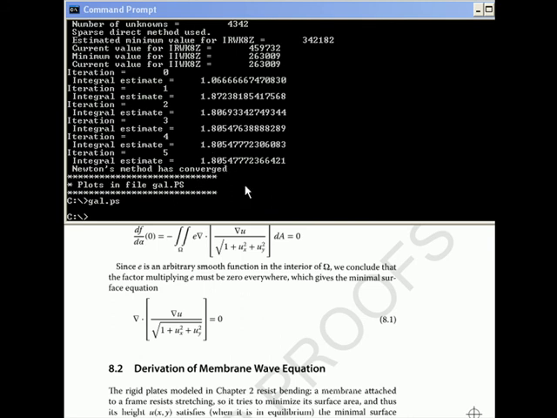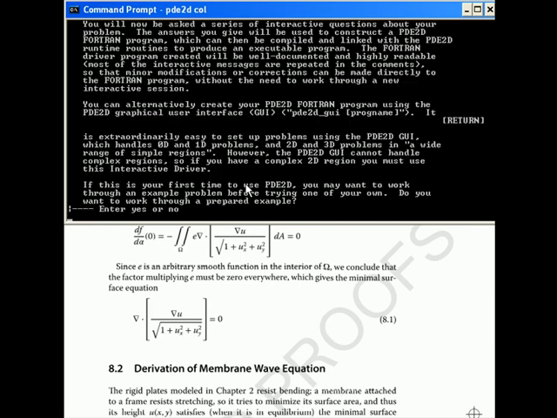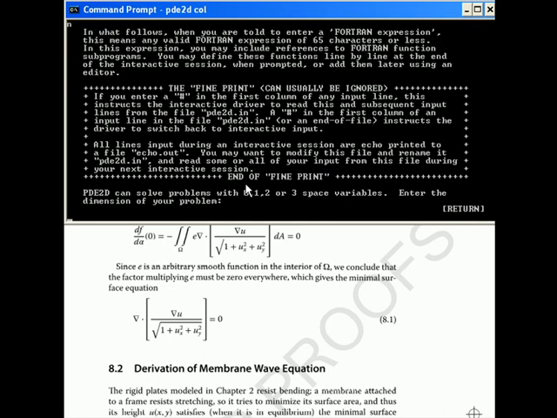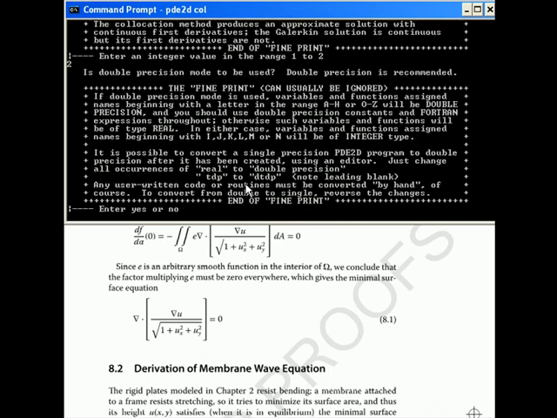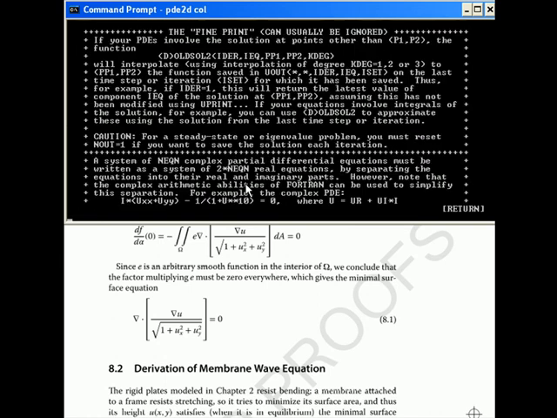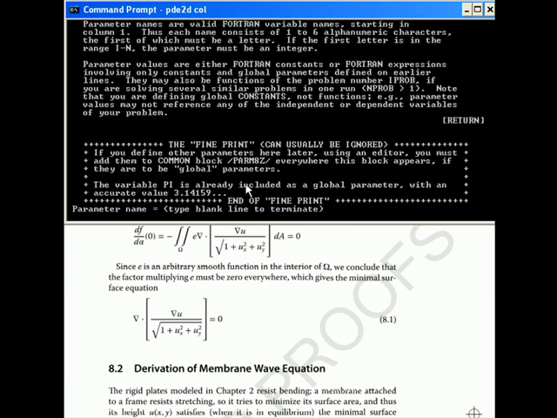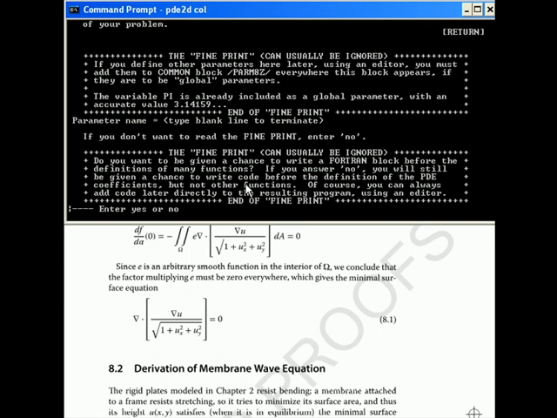Now let's try the collocation method. We could use the GUI, but I'm going to use the interactive driver anyway. So same problem, collocation method. Two-dimensional, this time collocation, double precision. Don't have any parameters.